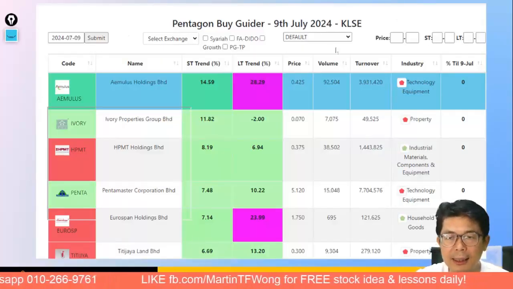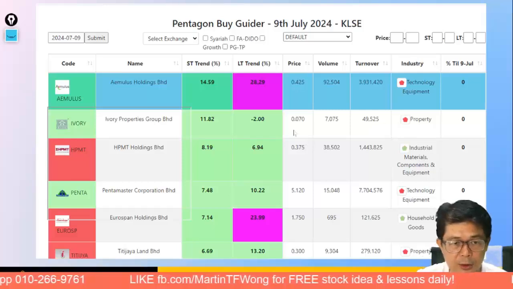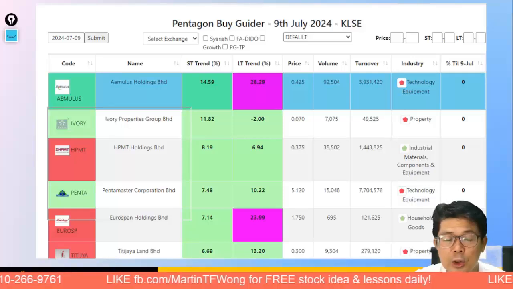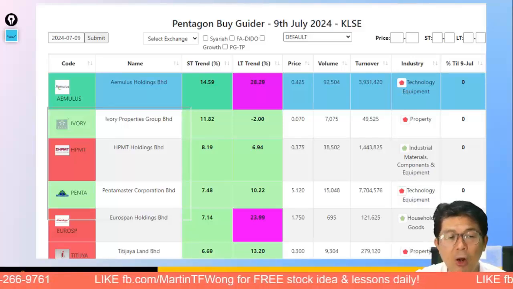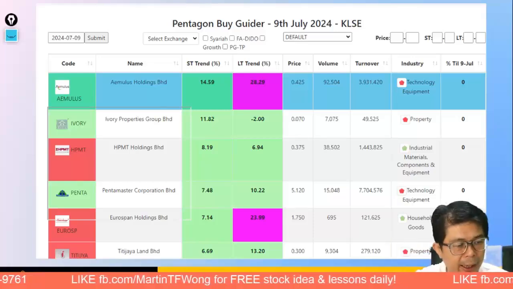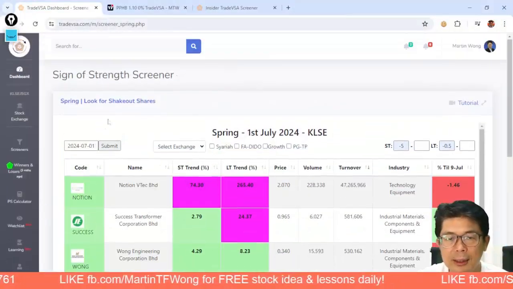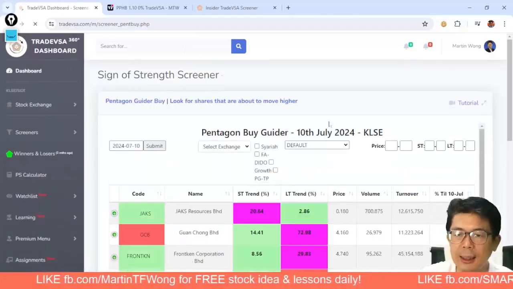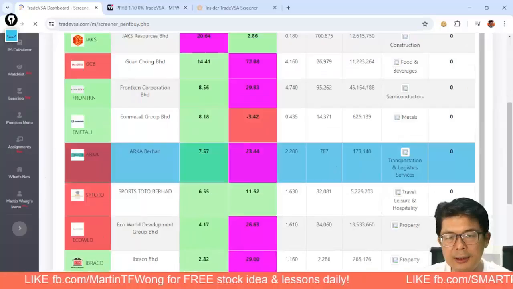So we have the Pentagon Guider in here, and then this is usually the screener. So from here onwards, we want to do what we call a visual contest, like a beauty contest. We want to see what stock works well, and I'm just going to go into the screener that we have here. So you go over to the Pentagon Guider screener, and usually I try to make this.